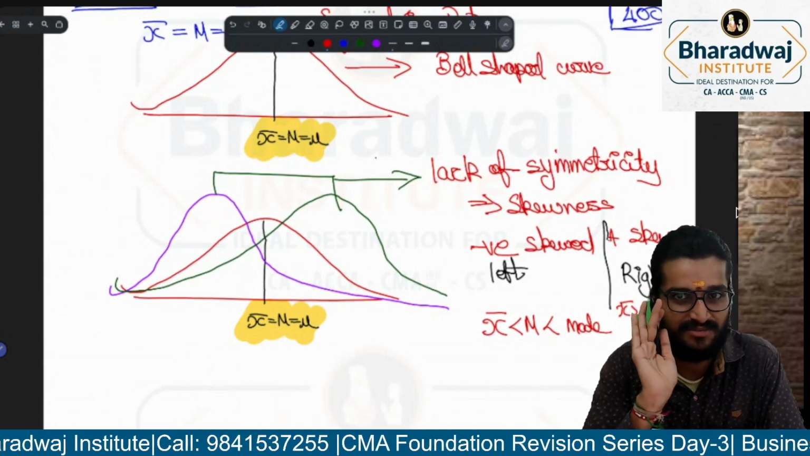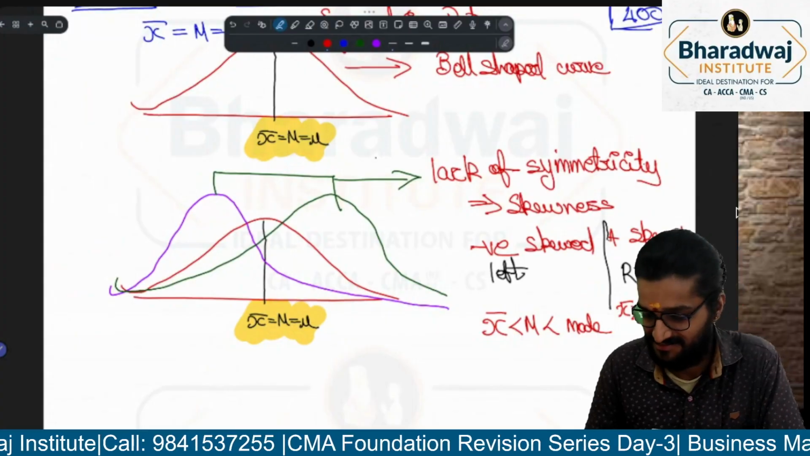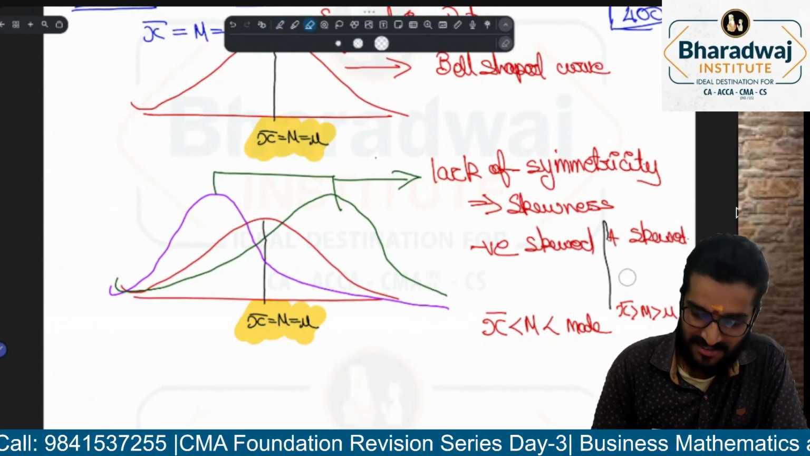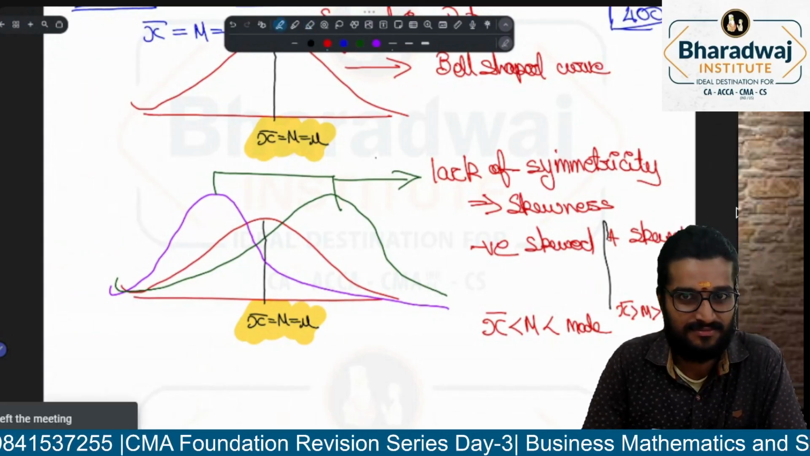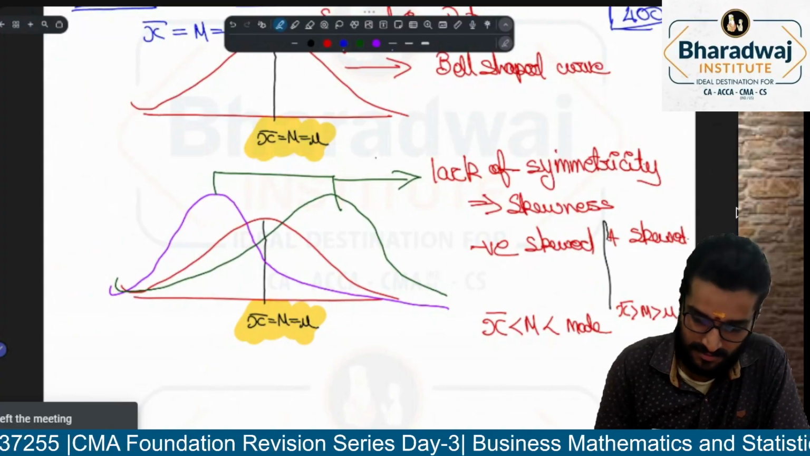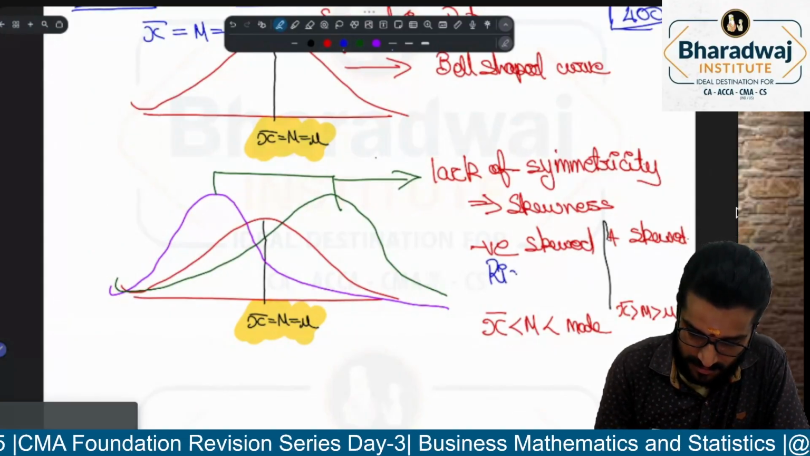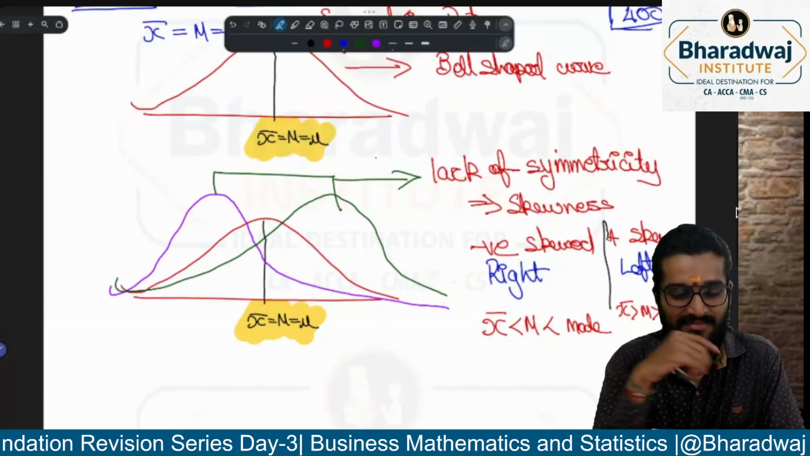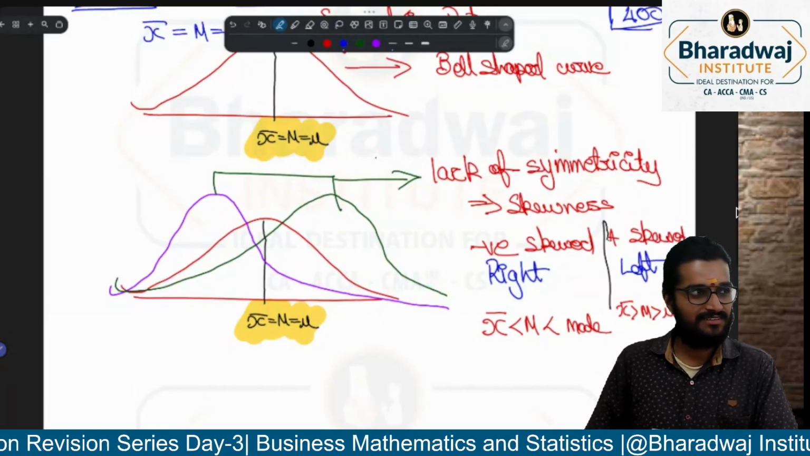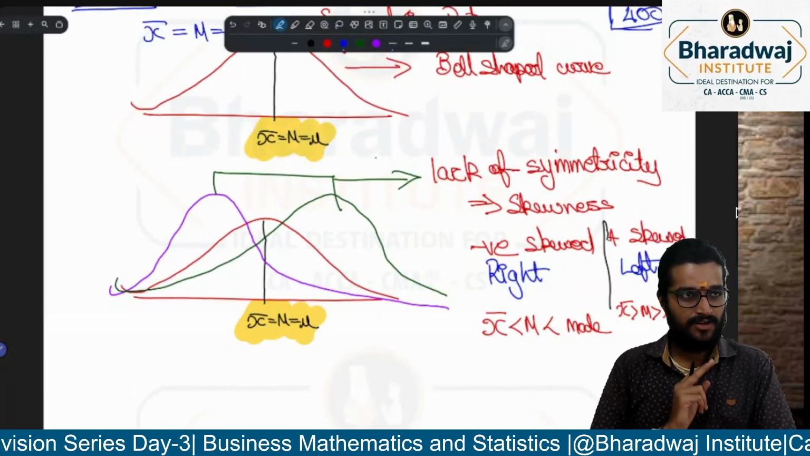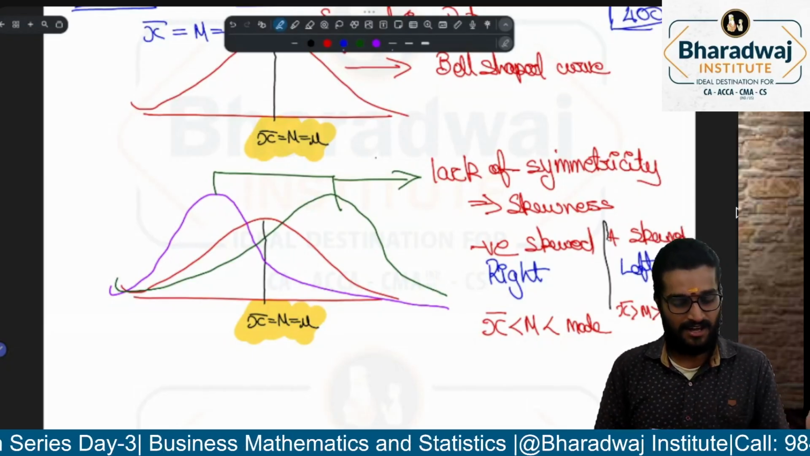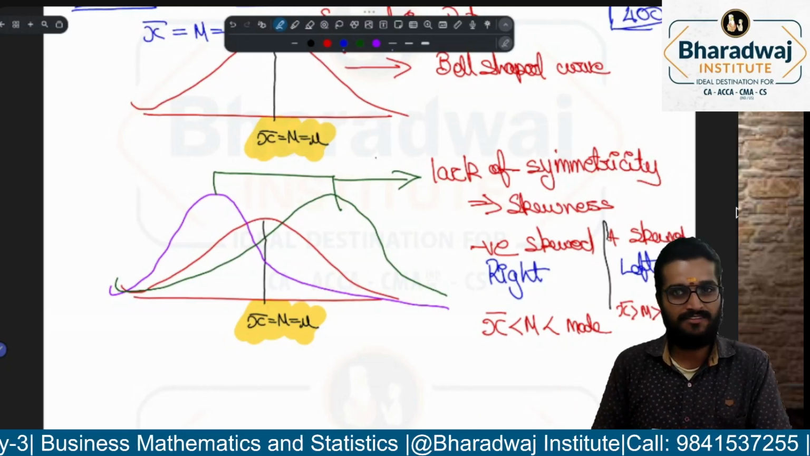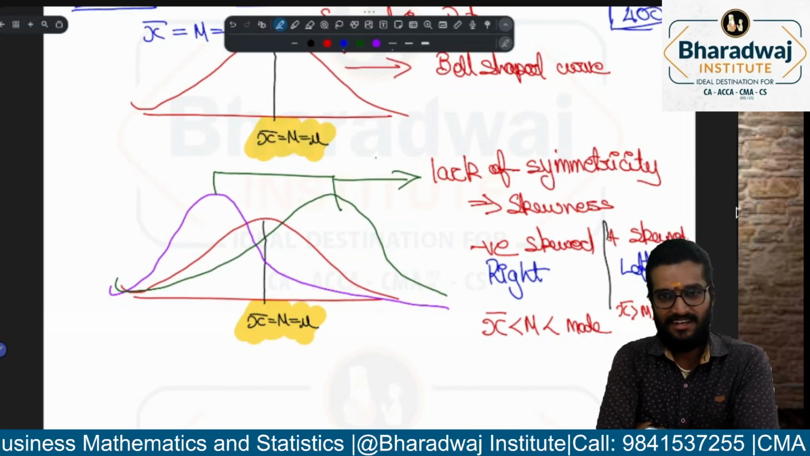Just a minute. Hope you remember I am having this left and right issue. That's why I had a thought something is missing. If it is negatively skewed data, it will be shifted towards the right. If it is positively skewed data, it will be shifted towards left.